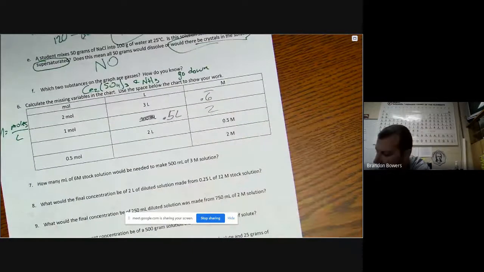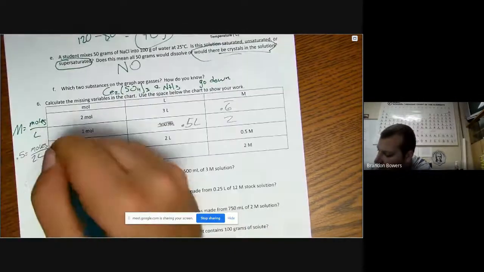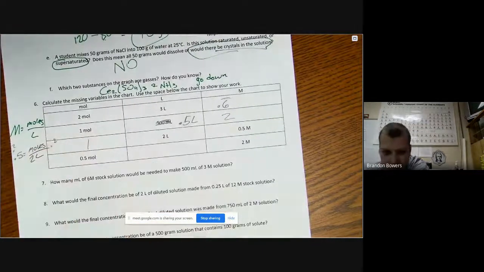Okay. Next one. Uh-oh, I don't have moles, but I'm given molarity. So molarity is 0.5, and I don't know moles divided by liters. So how do I get 2 out of the denominator? Well, I've got to multiply by 2 on both sides. So 2 times 0.5 is 1.